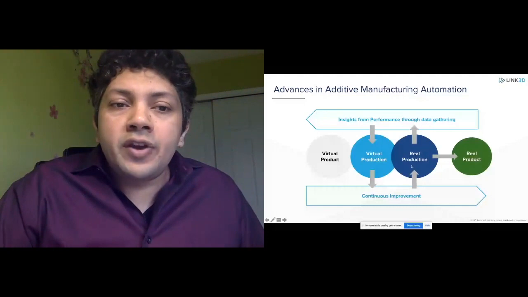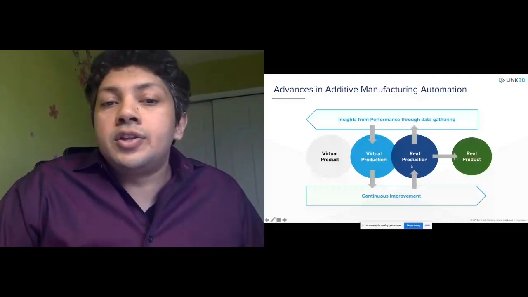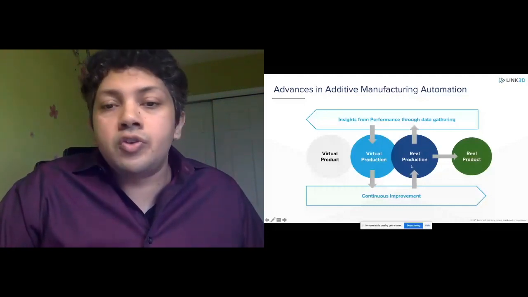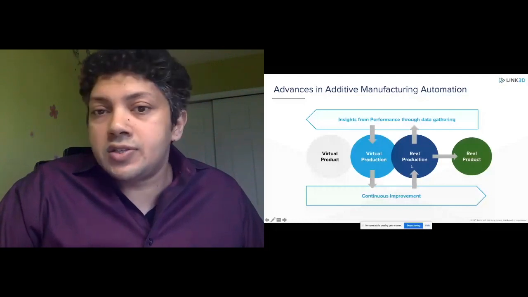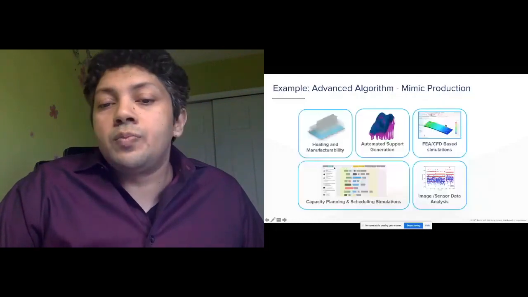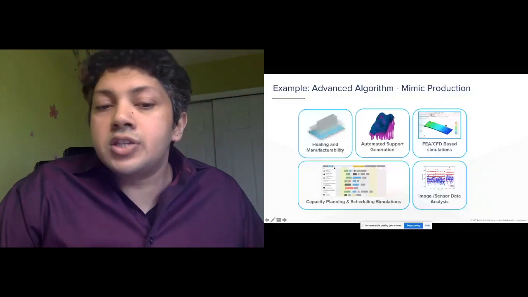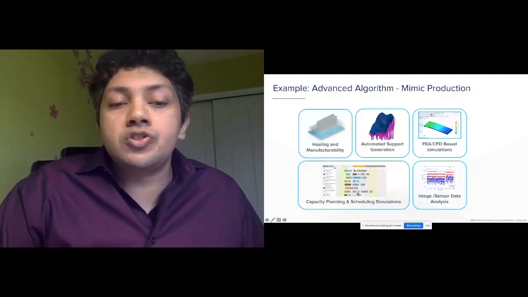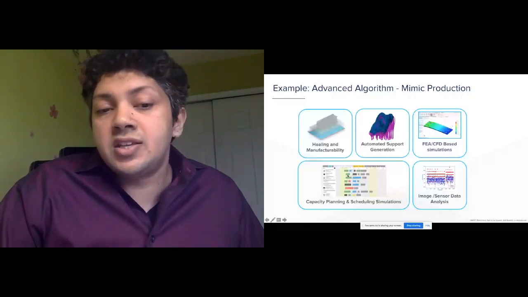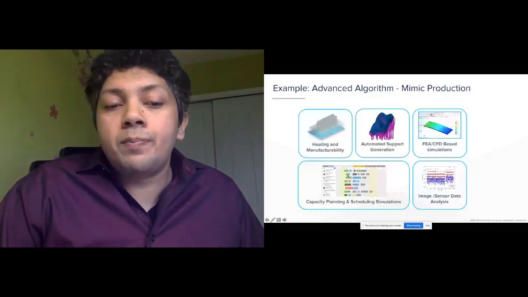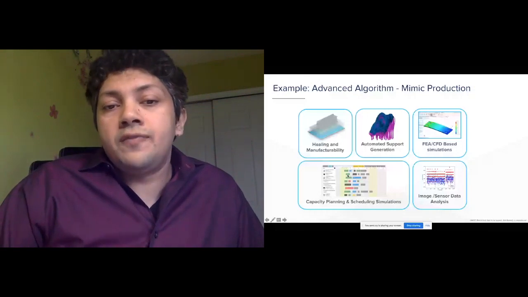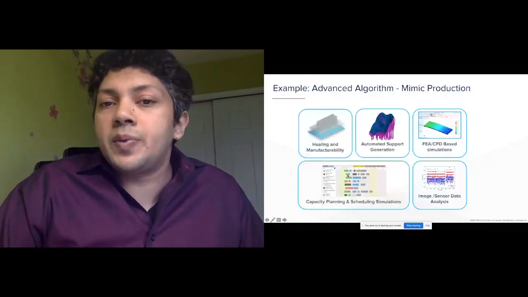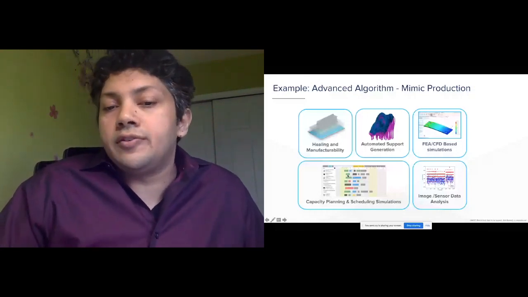As an example of advancement in algorithms, there could be automated support generation. There could be FEA and CFD-based analysis for part printability. There could be sensor analysis for in situ monitoring. There could be capacity planning and scheduling simulations to understand what your capacity needs are and what an ideal job placement situation is. And all of these algorithms can help achieve further efficiency on the factory floor.